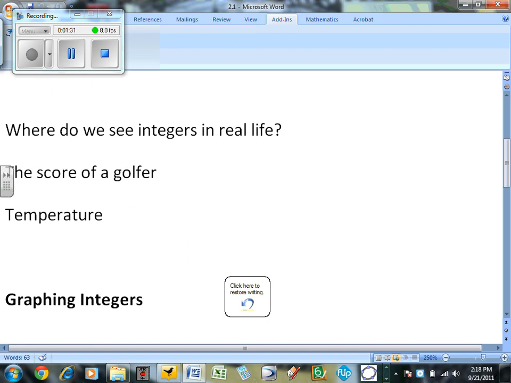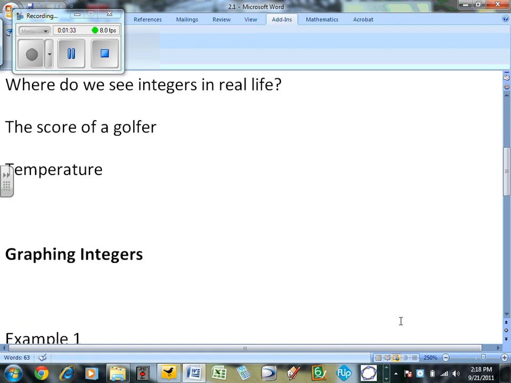Where do we see integers in real life, and why are we talking about them? Well, the score of a golfer. If we say he's 3 underneath par, 3 under par means he shot a -3. So he was 3 better than what the course should be.